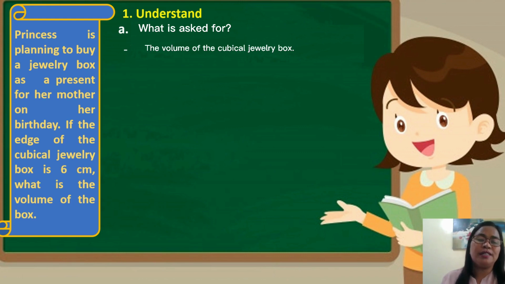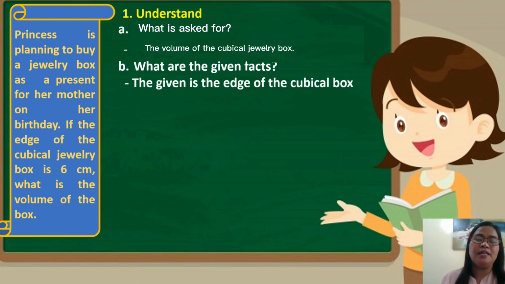What do you think is the next step? Yes, you must also know what the given facts are. So in the problem, who can now tell me what the given is? Correct. The given is the edge of the cubical box, which measures 6 centimeters. What do you think is the next step? You got it. The next step is plan.